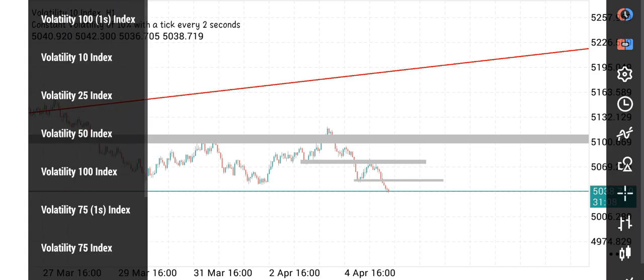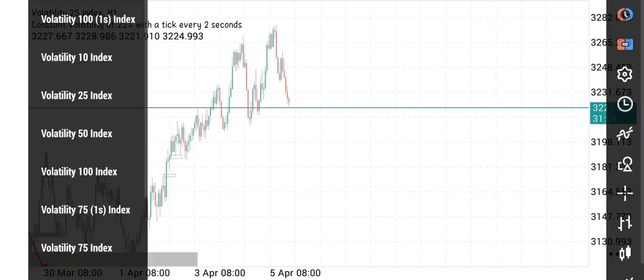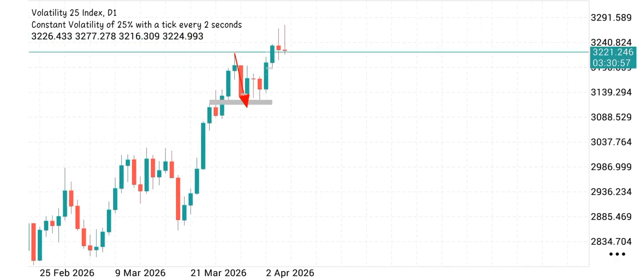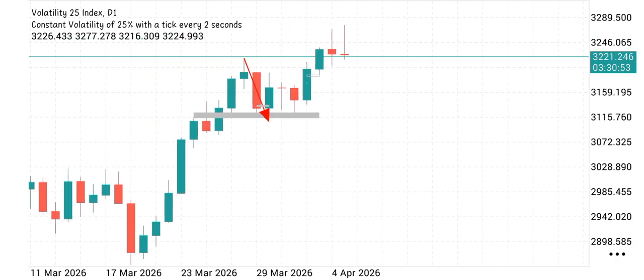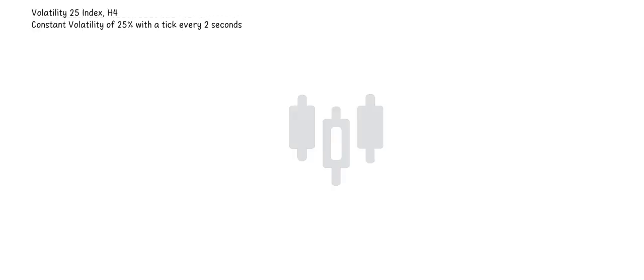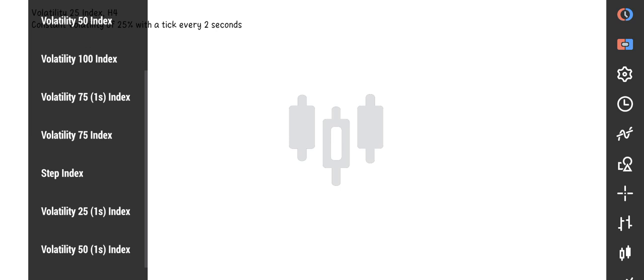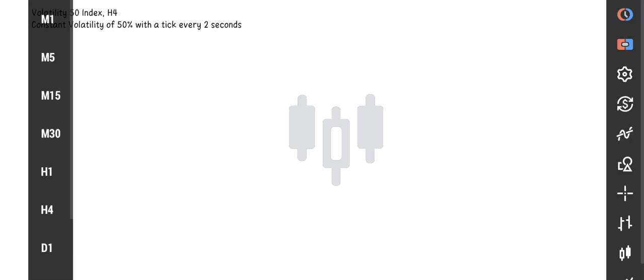Let's check another pair. Let's check 25. I think what I was expecting on 25 has happened already. Let me check out another pair. Let me just check 50. That will be the last pair we'll talk about.